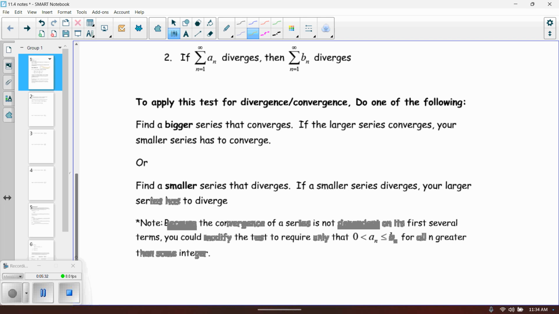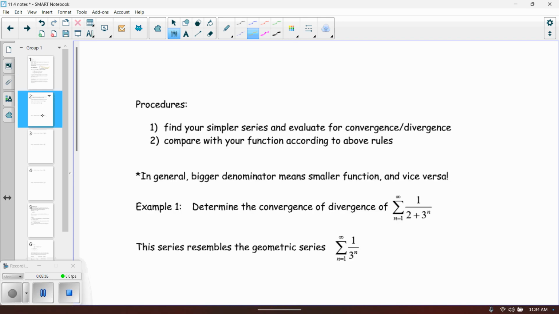Let's go through a few examples, and we'll see how this works. So the procedures, you're going to find the simpler series and evaluate for convergence or divergence. And what you need to do, and this is the hardest part, is you need to pick a series which is very simple. Like nothing you would have to use another test to do other than a basic, oh, I can look at that one. That's a P series. Oh, I can look at that. That's geometric. Piece of cake. Then you're going to compare it with the function according to the rules that we talked about.